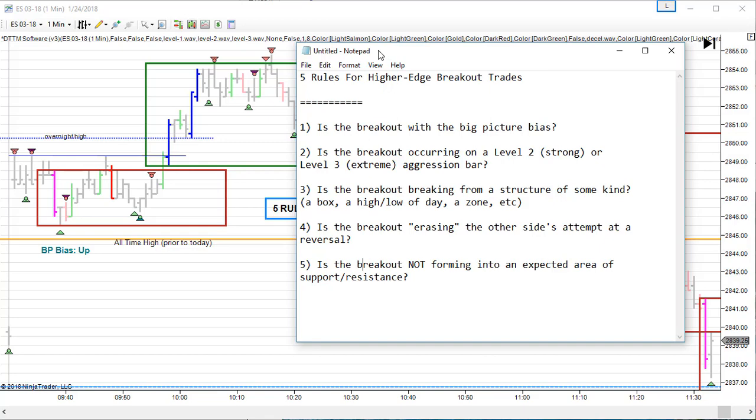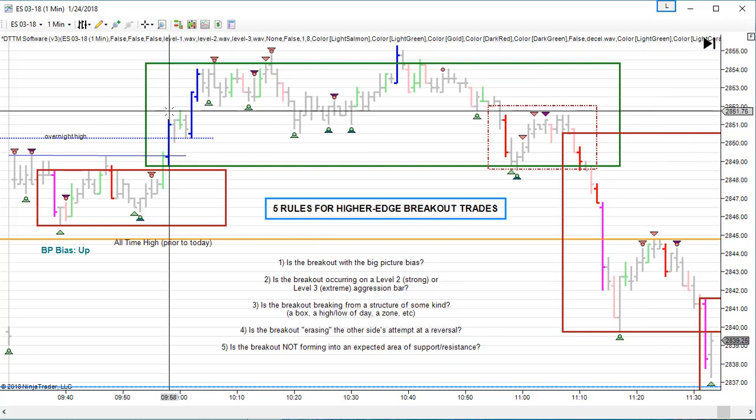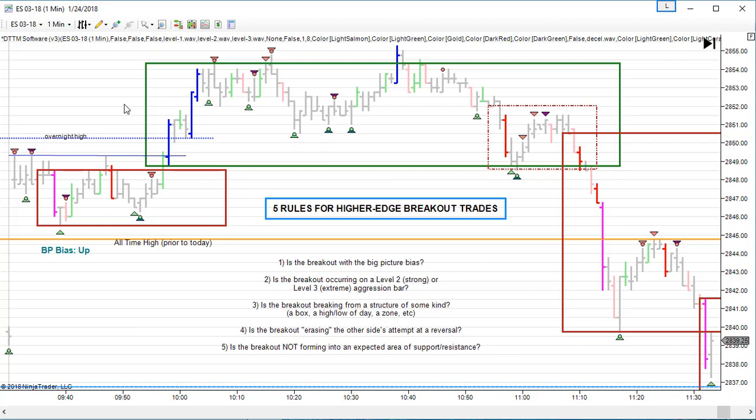So if we think about it like that, to give an example, let's look at this bar here. I think it was at 9:58 Eastern time, yeah, 9:58 Eastern time in the ES today. Let's look at this bar right here, and let's take it step by step. Is the breakout happening with the big picture bias? Yes, it is. Big picture bias is up, and this is a long trade, so that's good. Is this breakout occurring on a level 2 or level 3 aggression bar? Yes, that's a level 3 or extreme buying aggression bar. So that's check 2, right?